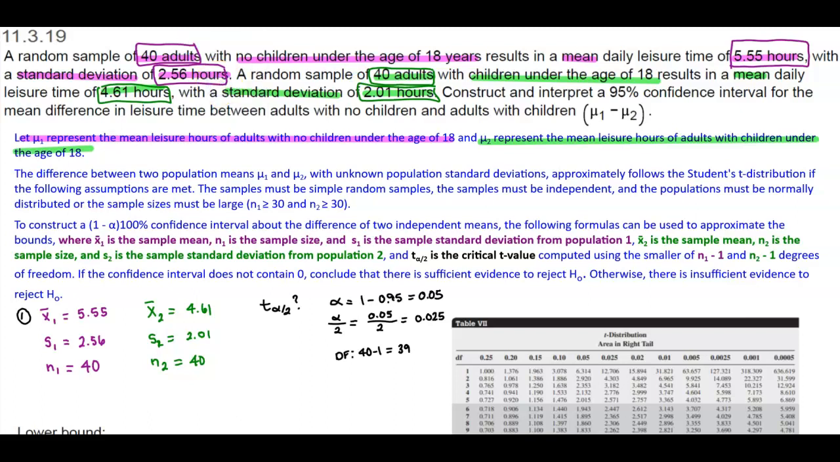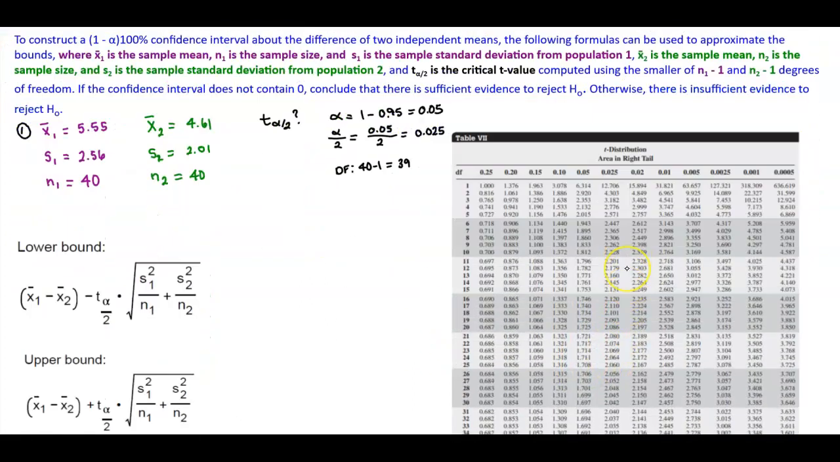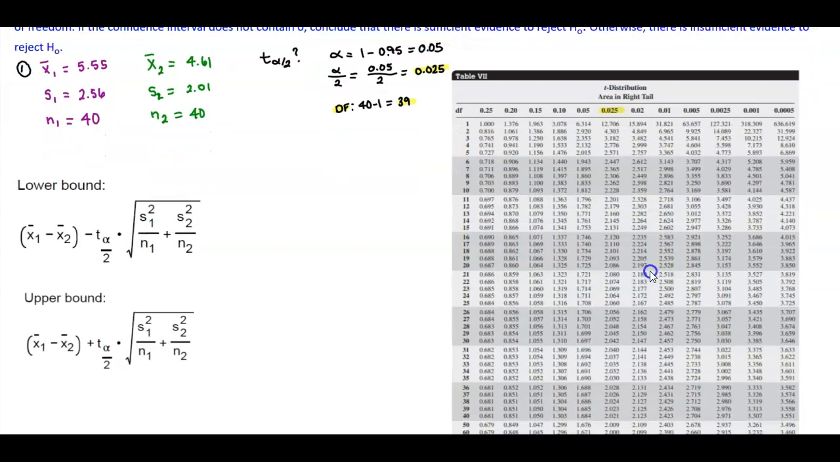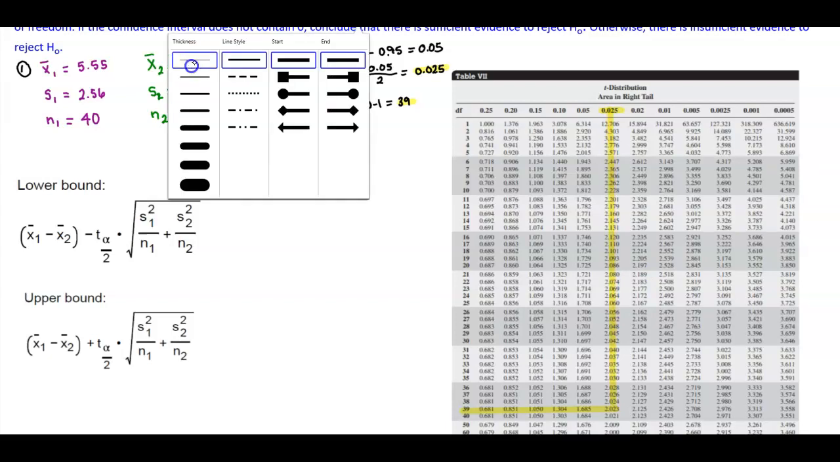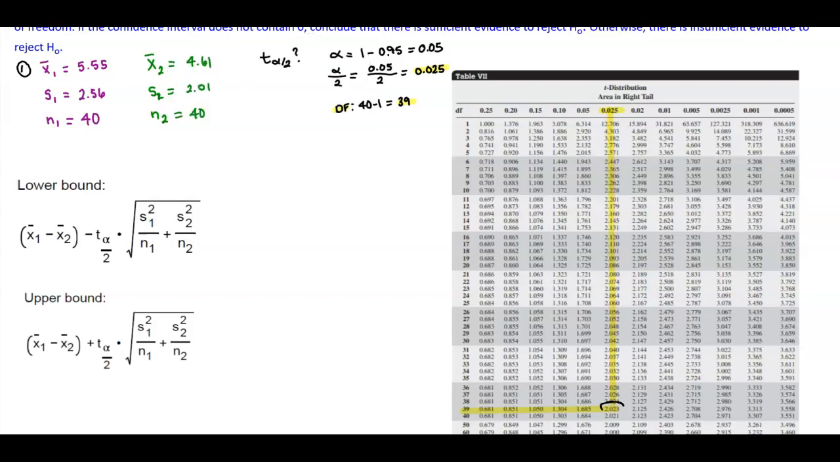So now what we need to do is use our table. So the area is 0.025, and the degrees of freedom is 39. So there's 39. And using our table, we end up getting a critical value of 2.023. So the critical value is equal to 2.023.